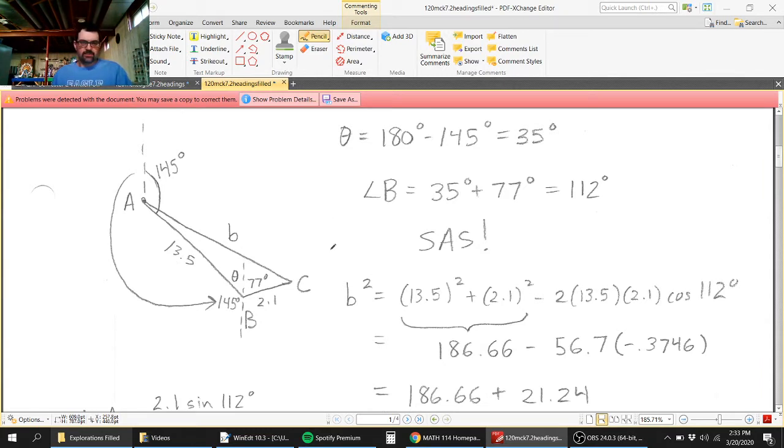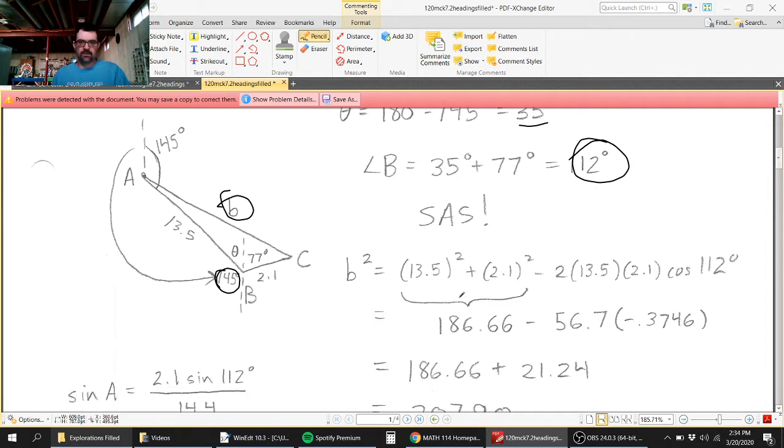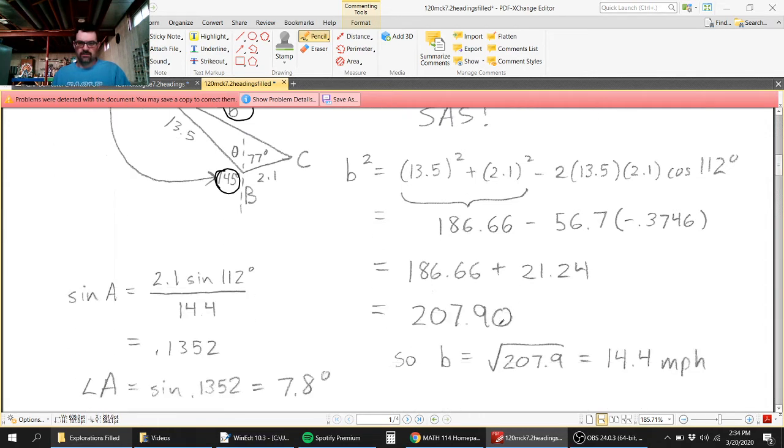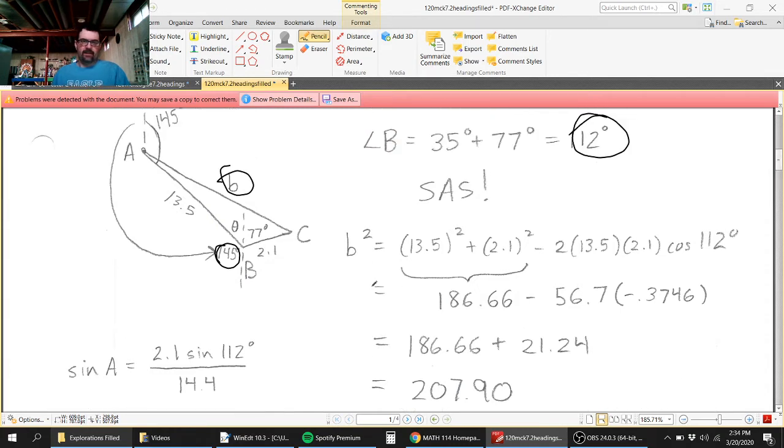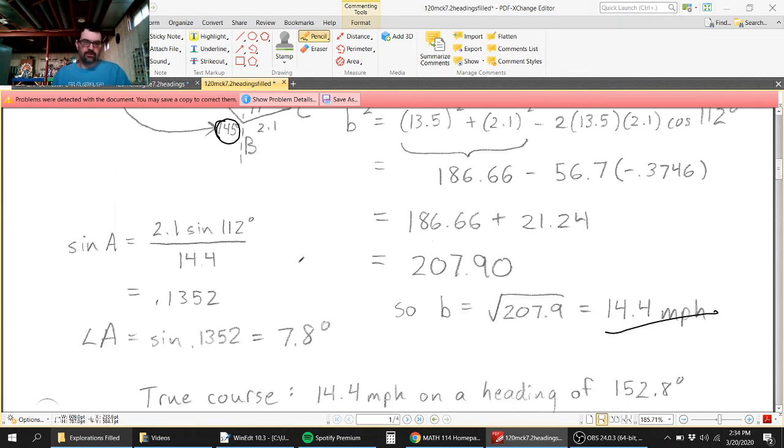And you'll see a lot of the same stuff I just drew here. So the 145 leads to 145 down here. So this theta that I labeled is 35. So angle B in the triangle, open up wide like that, is 112. So if this side is B, we do a little law of cosines to figure out how long that is. And we get 207.9. Oh, well, we get, after we take the square root, we get our speed, 14.4 miles per hour. And now that we have all three sides, we can figure out what that skinny angle is, what angle A is. And we do a little law of sines to figure out that, like we've done before.